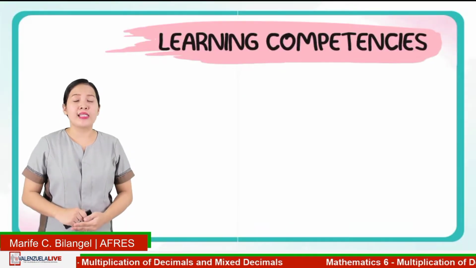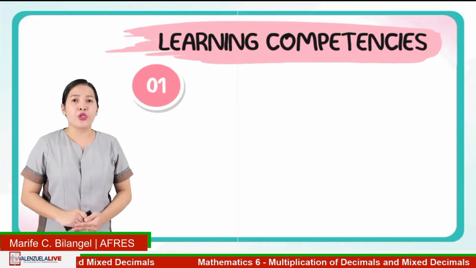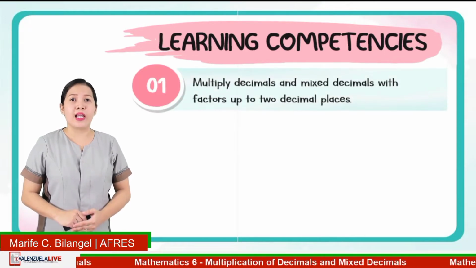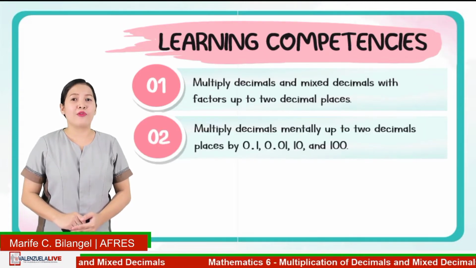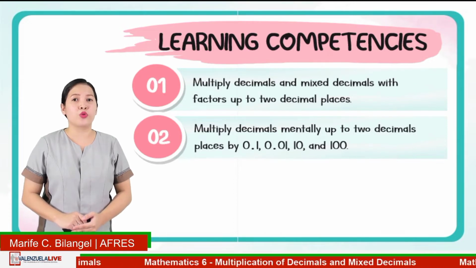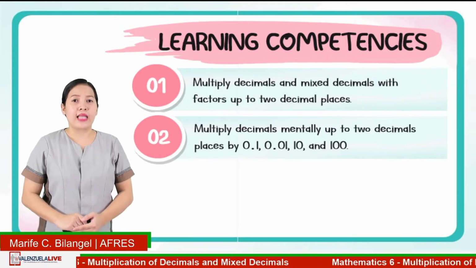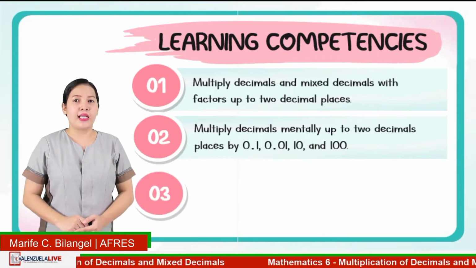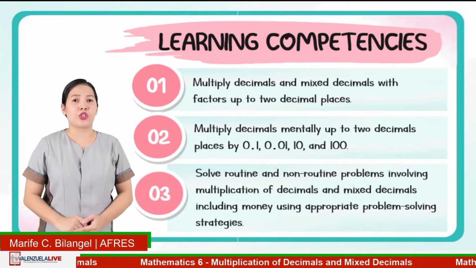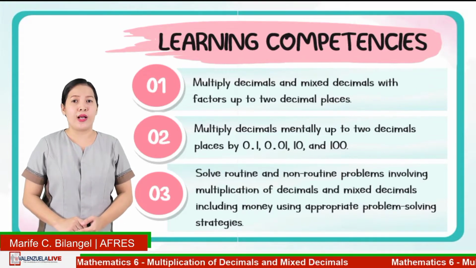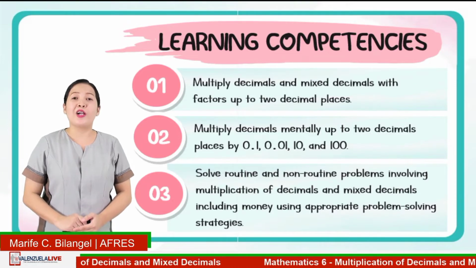For today's lesson, you must perform and master the following skills. First, you have to multiply decimals and mixed decimals with factors up to 2 decimal places. Next, you have to multiply decimals mentally up to 2 decimal places by 1/10, 1/100, 10, and 100. Next, you have to solve routine and non-routine problems involving multiplication of decimals and mixed decimals, including money, using appropriate solving strategies. Are you ready?